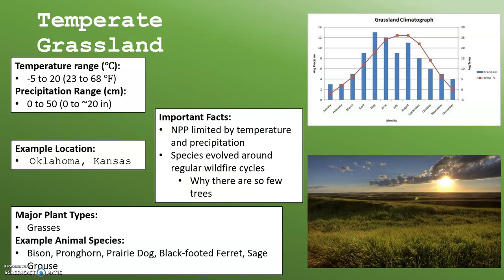And important facts, the net primary productivity is limited by temperature and precipitation. And species evolved around regular wildfire cycles, which is why there are so few trees. So that dry, windy conditions help us have fewer trees. It's very fertile soil, and it's also called pampas or prairies or steppes. And our human impact is that there's agriculture, grazing, urbanization, habitat fragmentation, and hunting and poaching that goes on there.